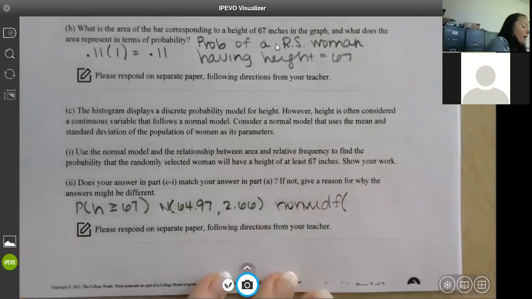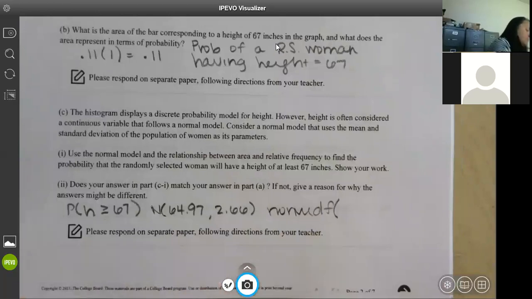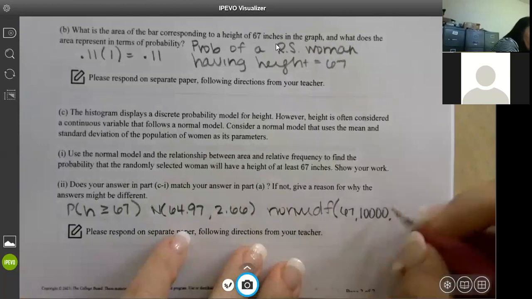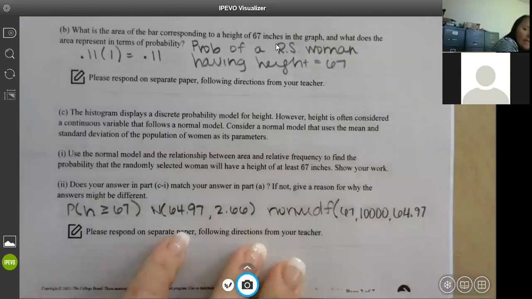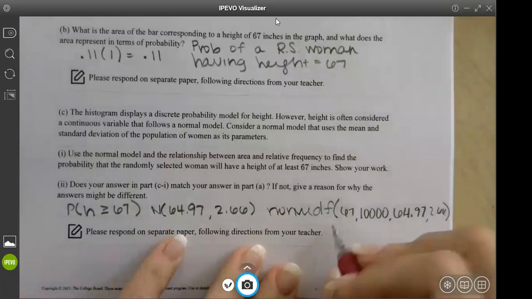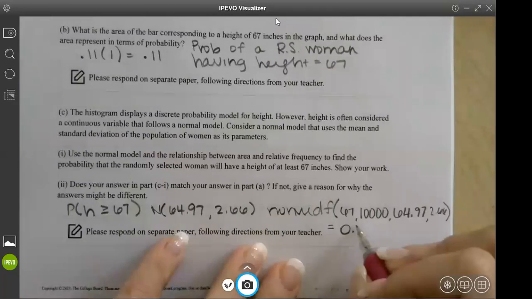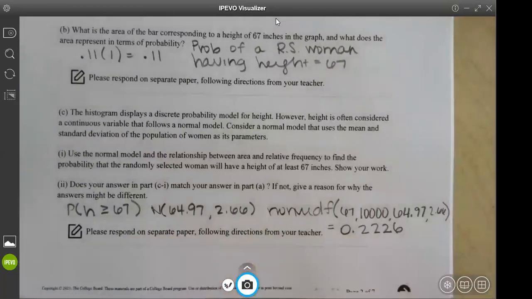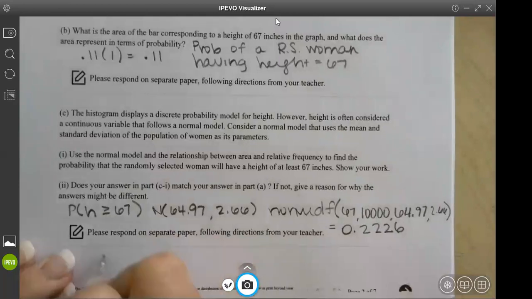All right, I want greater than or equal to 67. So what is my lower? My upper? And then your mean was 64.97 and your standard deviation was 2.66. Sorry, I'm squishing it up. That gives you 0.2226. Any questions on that? So this one was 0.2226.